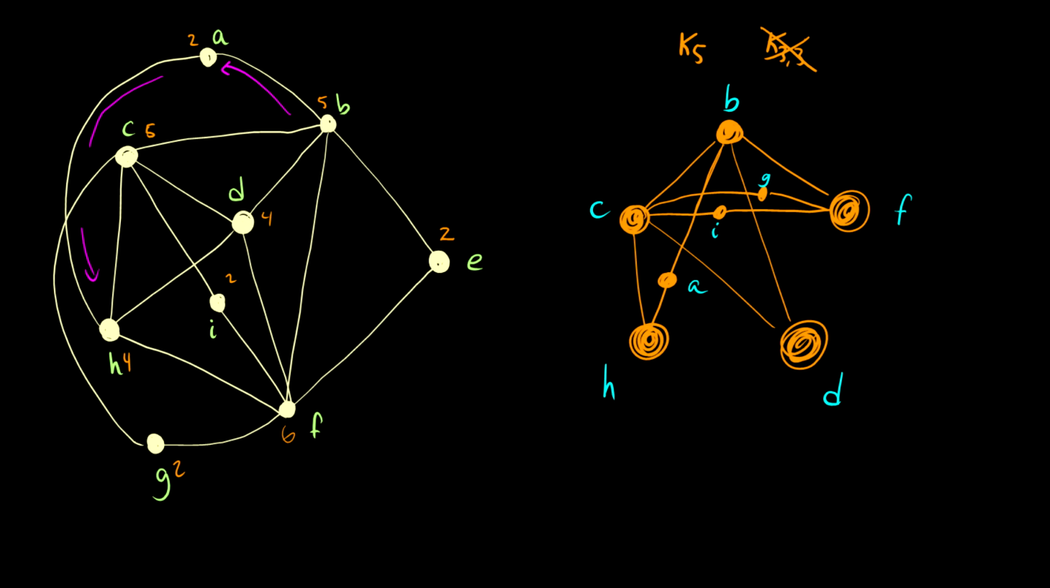Does H go to D? Yes, H goes directly to D, as shown on the graph. But does H go to F? Yeah, H goes directly to F. Okay, that's good. That's covered. So here's the question, the final question. Does D go to F? Yes, it does.